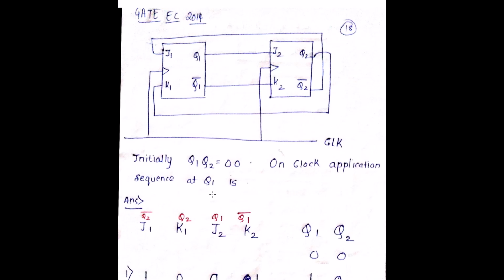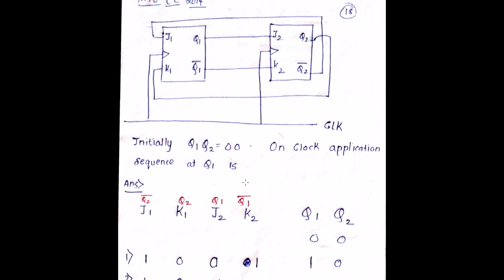So if I talk about this particular question, you have the two JK flip-flops. The diagram is given to you. They are saying that initially Q1 and Q2 are reset, that is 0 and 0. On clock application, what is going to be my output at Q1? So how do you solve this question? It is like this.